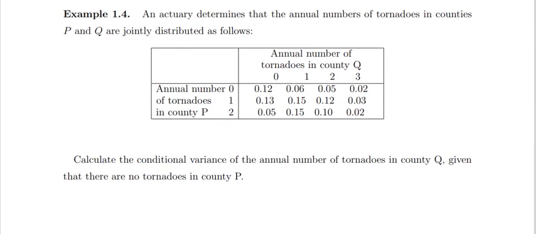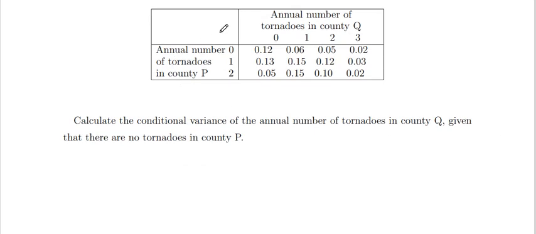Let's say we have a P, we have a Q. For P, the number of tornadoes, we say this thing is 0, 1. We can call this Y and this X. X can be 0, 1, 2, 3. Y can be 0, 1, 2. And so we have this joint distribution.